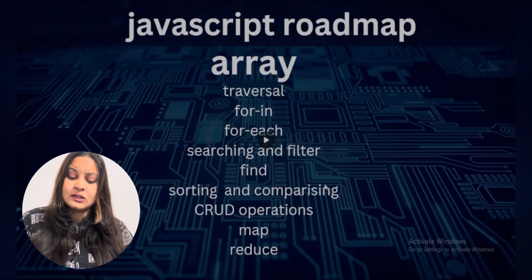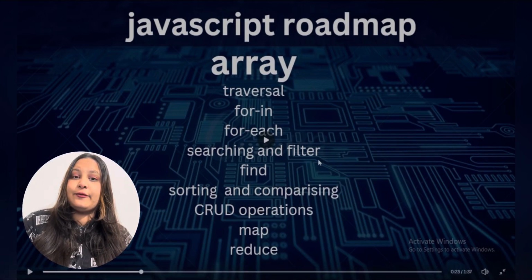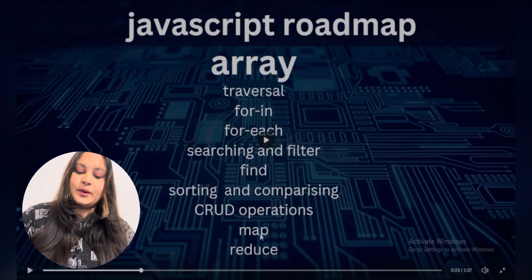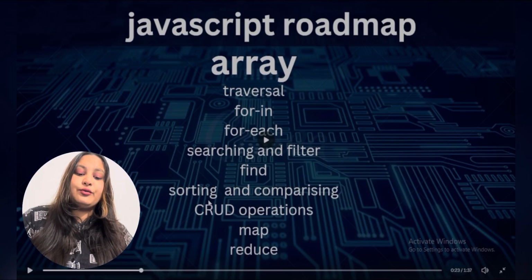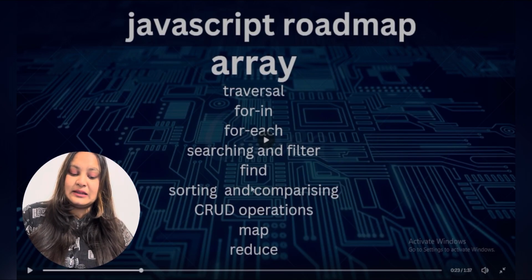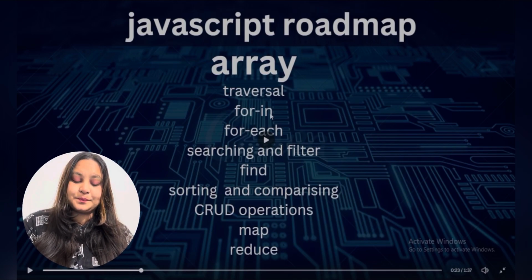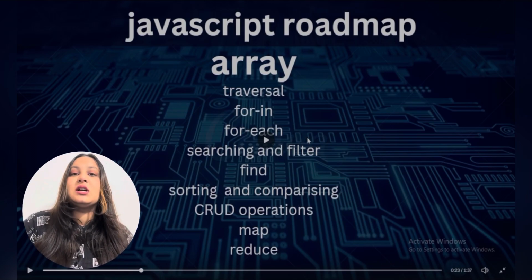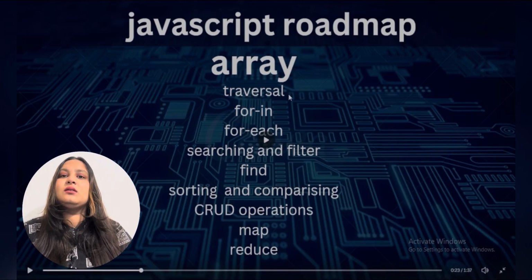Okay. Next important topic is the array. In array we are going to learn the different methods, and CRUD operations. There are different methods like map, reduce, and these kinds of functions. We also use the find method, sorting and comparing, searching, and of course filter too. And forEach is a kind of loop. These both are loops which we use in array.